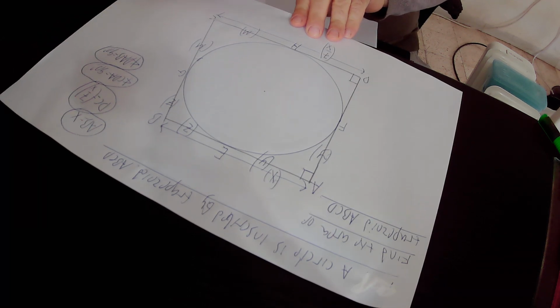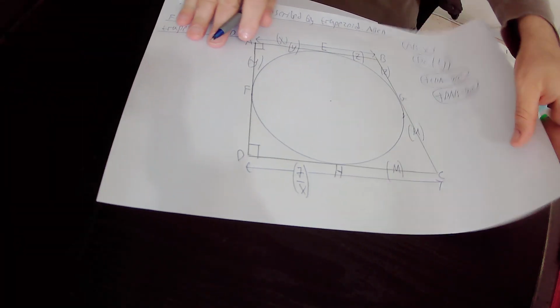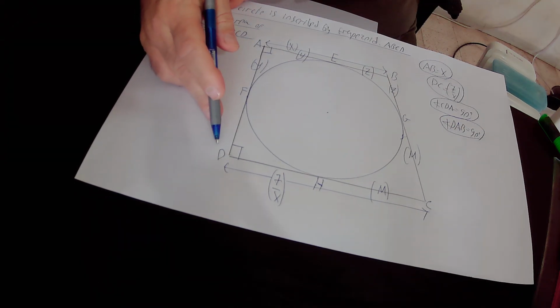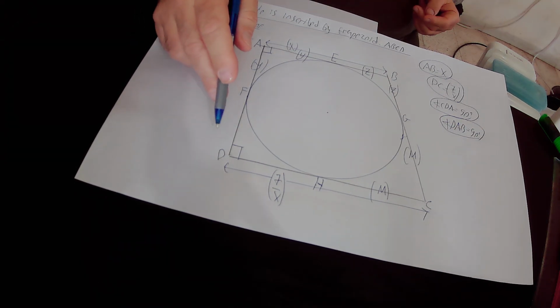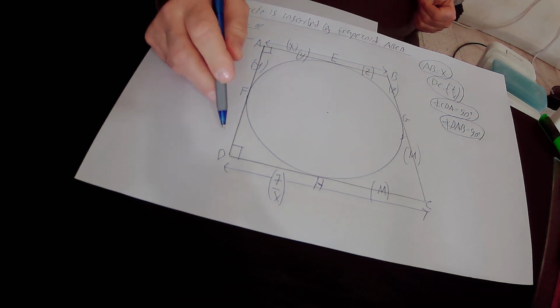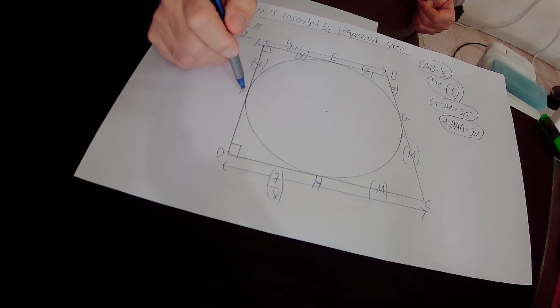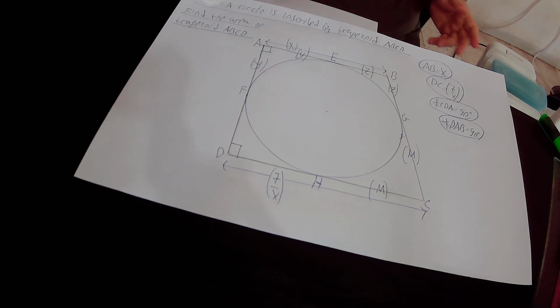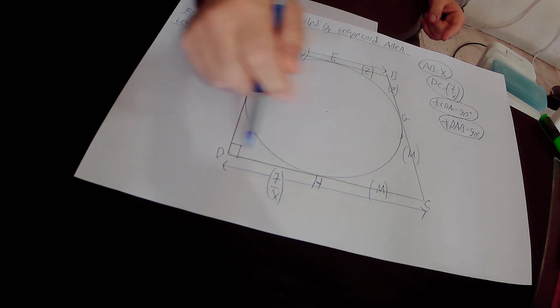And finally, we'll focus on this connection point D. From this connection point D, we have two tangents to this circle. We have tangent DH and tangent DF. And according to rule 2, they are equal to each other. That is to say, DH equals DF.